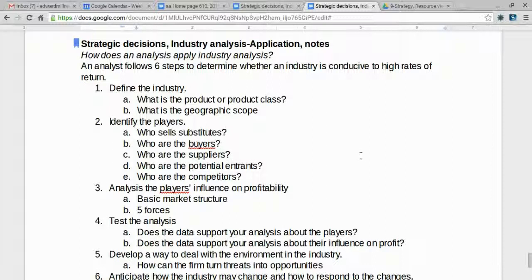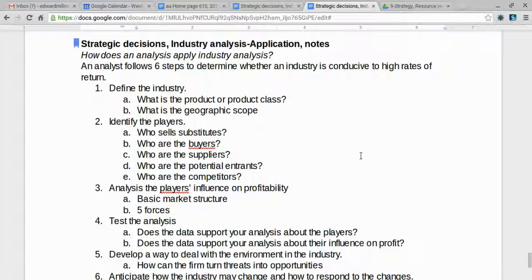The second step to follow is to identify the players. Who sells substitutes? This will help you determine the threat of substitute products. Who are the buyers? Now you can start talking about bargaining power. Who are the suppliers? Again, bargaining power of suppliers. Who are the potential entrants?